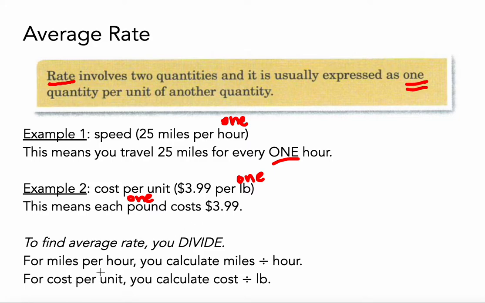To find average rate, you divide. That's the important mathematical operation you need to perform to find rate. So you definitely want to write that down in your notebook, in addition to the definition of rate. And usually people get kind of confused, like, well, how do I know what to divide? It's usually in the problem or the question that you're looking at.